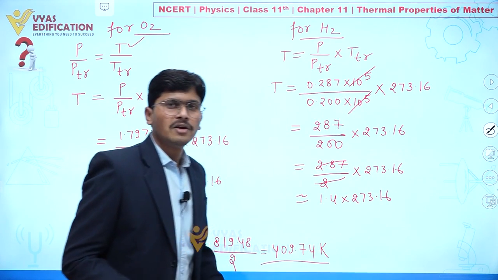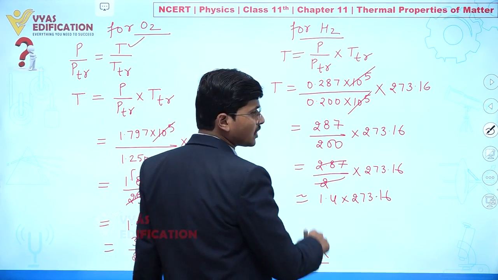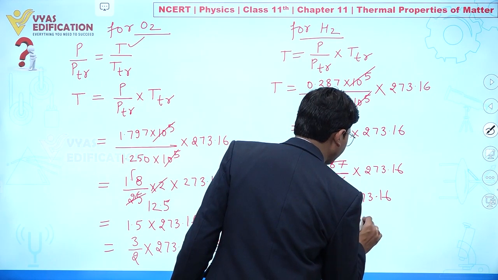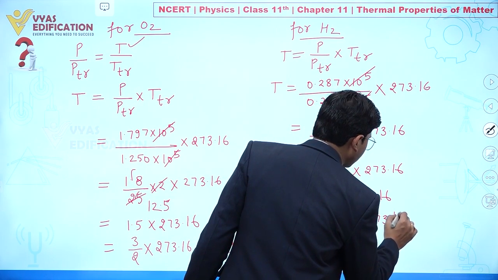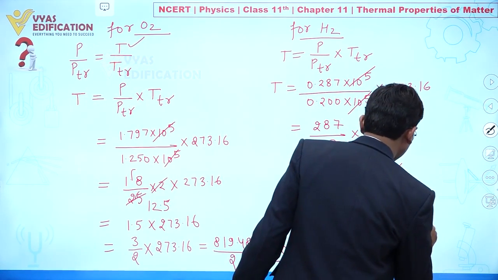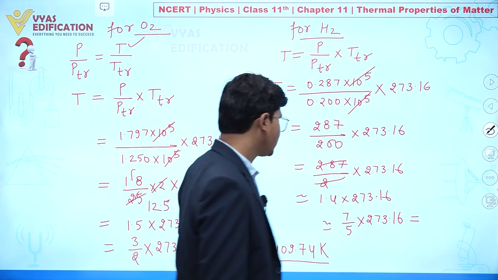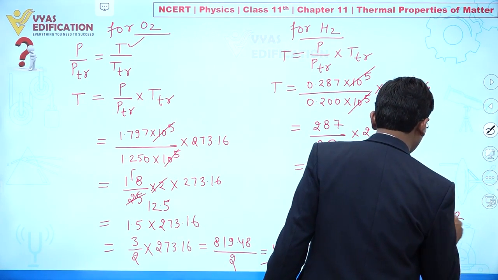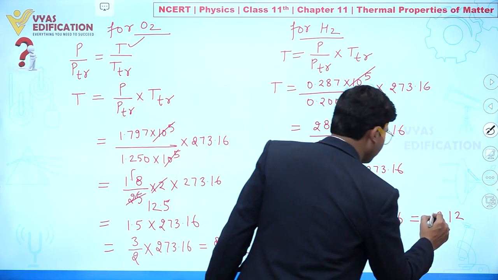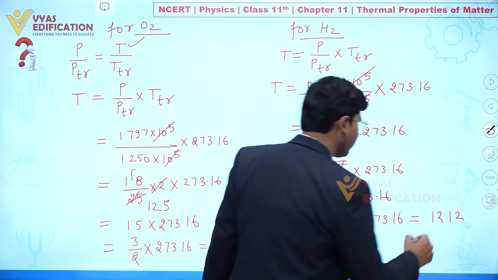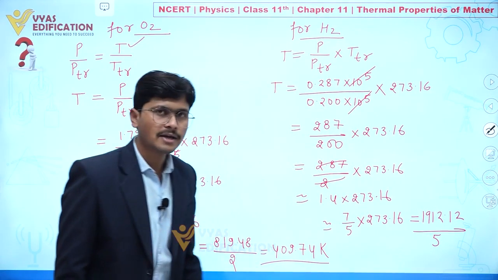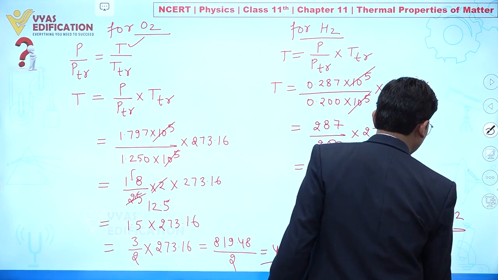1.4 you can write as 14 by 10, which is equal to 7 by 5, so 7 by 5 into 273.16. If I multiply 7 into 273.16, what is its value? We have 2, we have 4, 11, 1, this is 22, again 2, this is 51, 5, 7 to 14, 5, 19, and it is divided by 5. From here we can say this is equal to what?